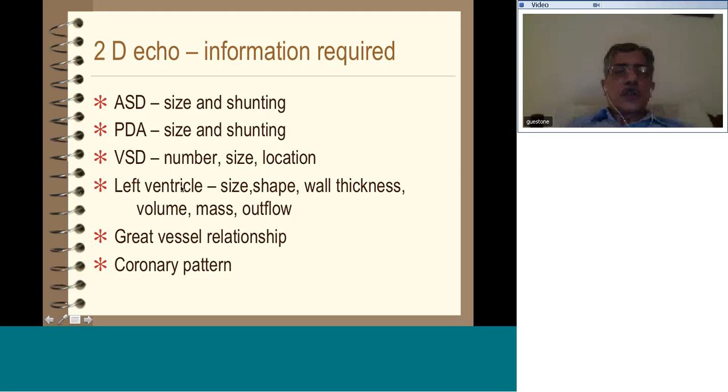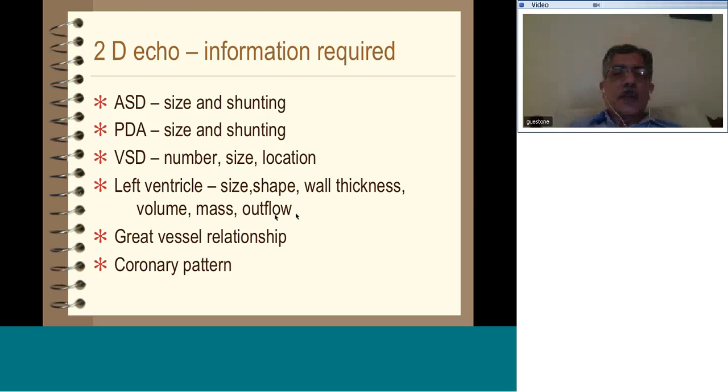One needs to see the size of the left ventricle, whether it's apex forming or not. The shape of the left ventricle, whether it is normal shape, which means in cross section it is circular, or is it banana shaped, which means that the right ventricle is pushing the septum into the left ventricle. You need to measure the wall thickness, both in systole and diastole, calculate the left ventricular volume and the left ventricular mass, and then look at the left ventricular outflow, whether there is any obstruction, and if there is an obstruction, is it of a dynamic nature or a fixed nature?